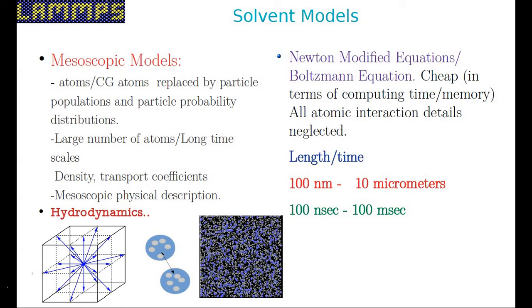In this case, the Newton equations are not used, but modified Newton equations and another kind of kinetic equation such as the Boltzmann equation. These are cheaper in terms of computing time and memory. However, all atomic interaction details are neglected. For this, the length and time scales are different, so we can simulate systems in the scale from 100 nanometers to 10 micrometers, and times from 100 nanoseconds to 100 milliseconds.